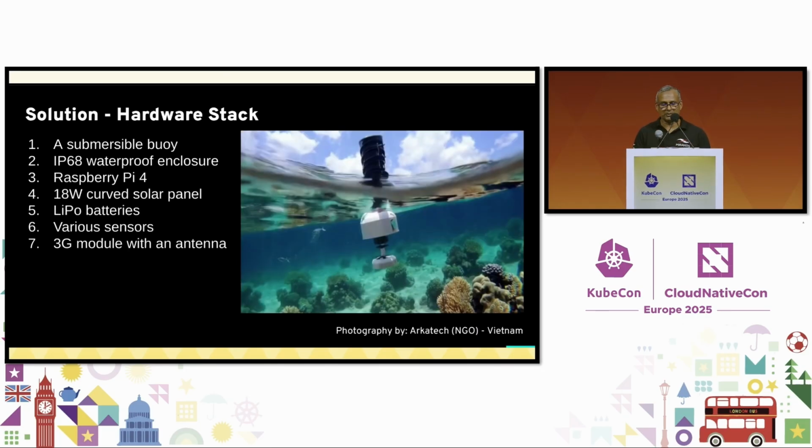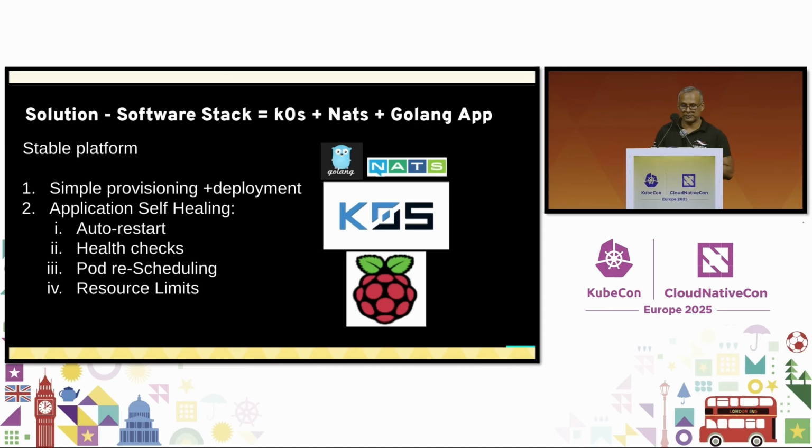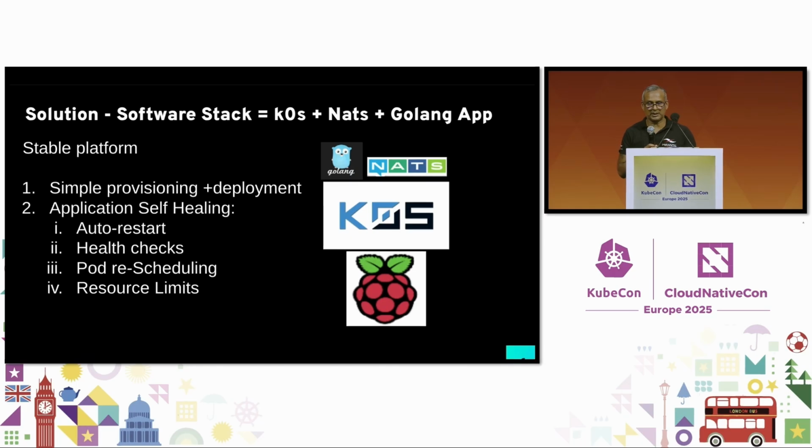Then we thought a little bit more, and then we came out with our own solution, which is this: a submersible buoy, IP68 waterproof enclosures, Raspberry Pi, 18-watt curved solar panel, and a lithium polymer battery, various sensors, and a 3G module. So this is currently floating in the sea at 100 meters off the shore, and this is the second generation of the buoy. The software stack we chose on top of the Raspberry Pi is K0s, NATS, and our Golang application.